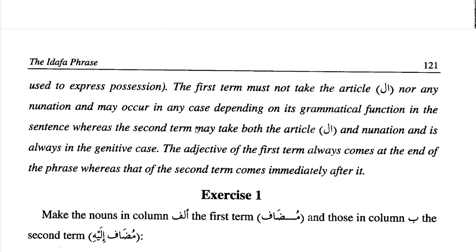Whereas the second term may take both the article al and the tanween and is always in the genitive case. The adjective of the first term always comes at the end of the phrase, whereas that of the second term comes immediately after it.